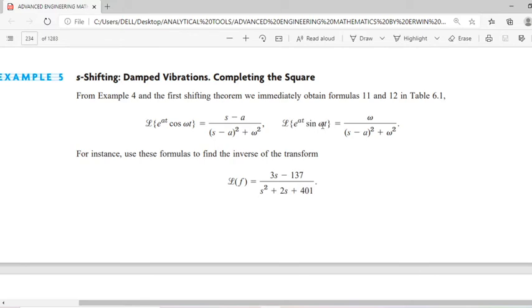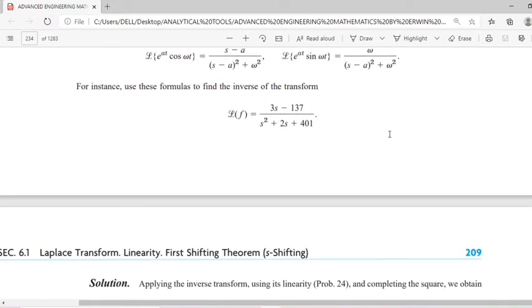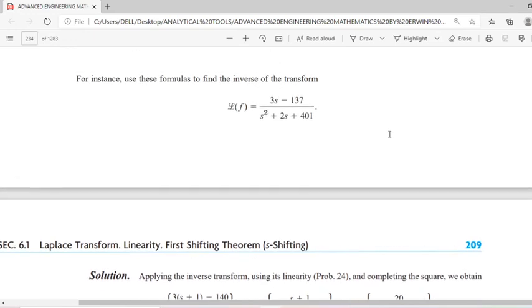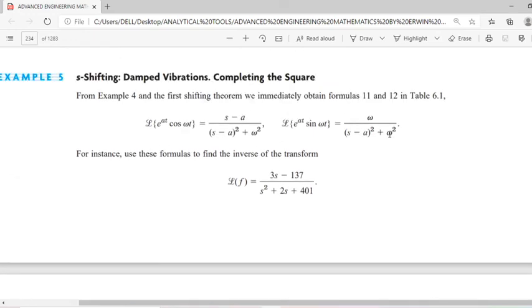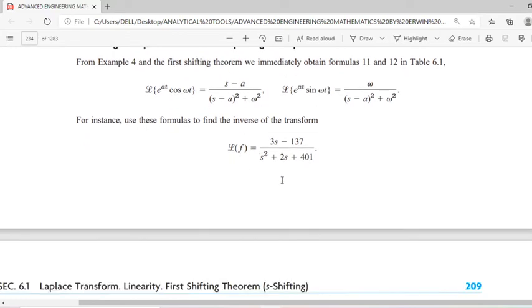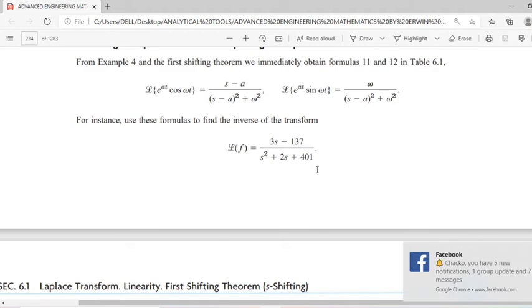Similarly, for sin omega t, you know that it is omega by s square plus omega square. For e raised to at into sin omega t, the Laplace transform is omega by (s minus a) square plus omega square. It is direct. Now we can use this equation for solving complicated formulas or complicated situations. Now let us take the Laplace transformation like this: L of f is equal to 3s minus 137 divided by s square plus 2s plus 401.